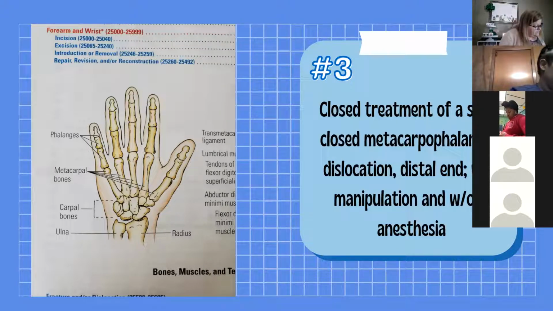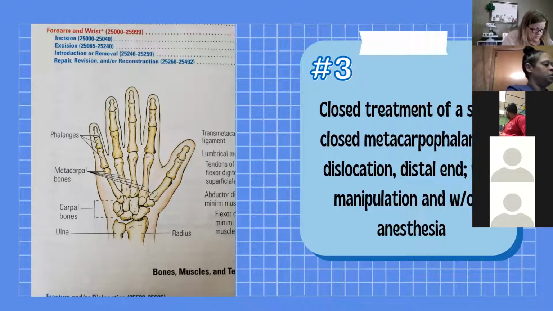Okay, so once I find the metacarpophalangeal. Oh no, that's not the right one. I'm sorry. Oops. You're okay. Hold on. Let's see. Okay, I found the right one. It was on the next page. All right.